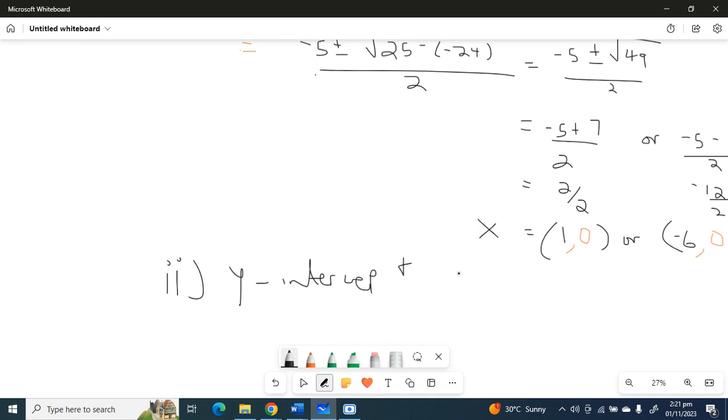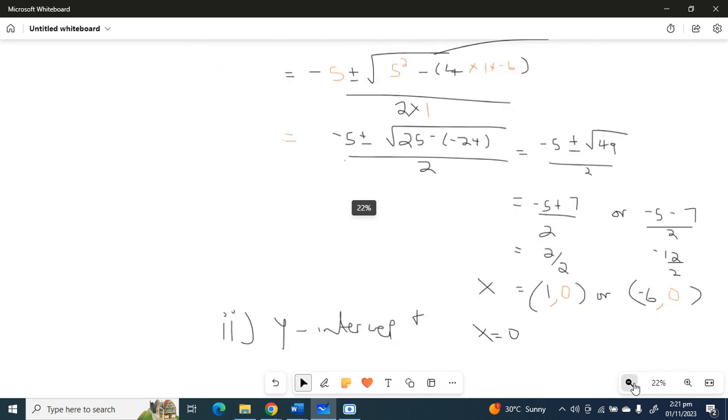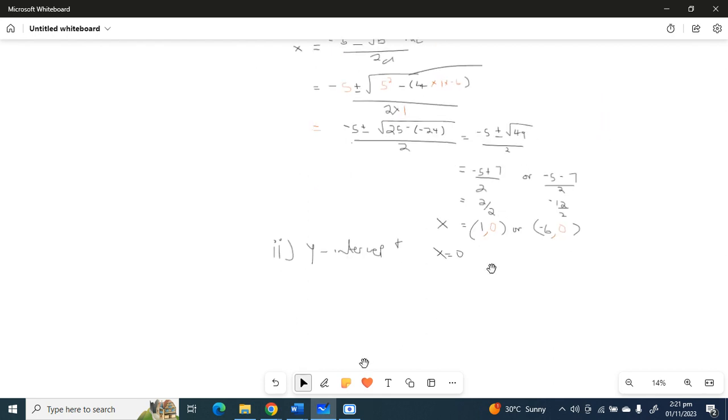Yes, for the y-intercept, set x equal to 0. So we get our original function, y equals x squared plus 5x minus 6. Then we're going to set x to be 0, so x squared plus 5x minus 6.